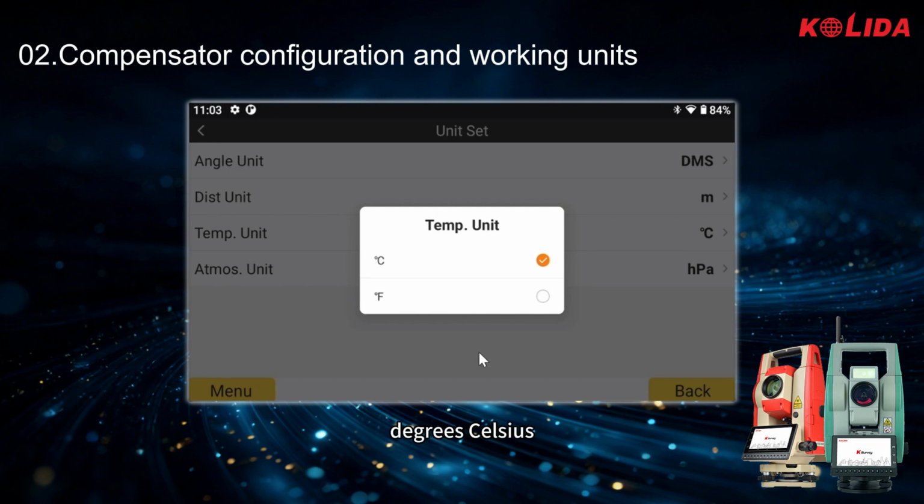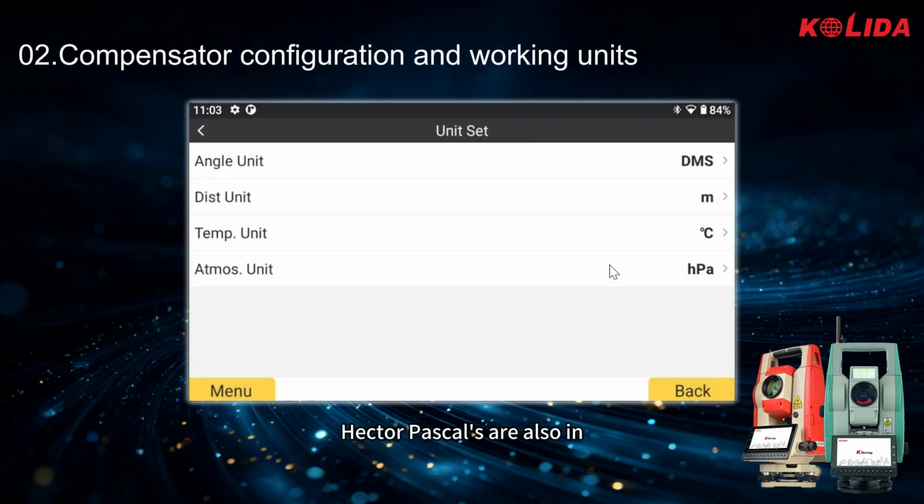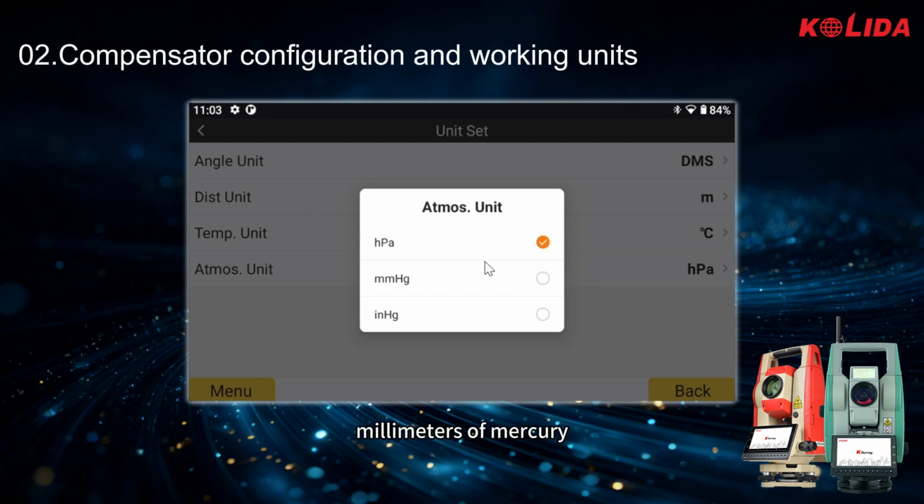Temperature unit degrees Celsius, and the atmospheric unit in hectopascals or also in millimeters of mercury, depending on what is needed, on the value that is known. However, the N2 is a station that has a temperature and pressure sensor, so it can automatically measure these values at any point where we are.